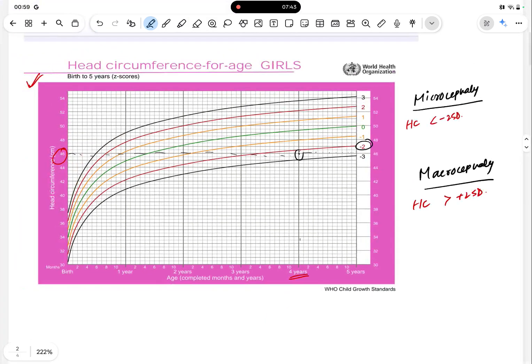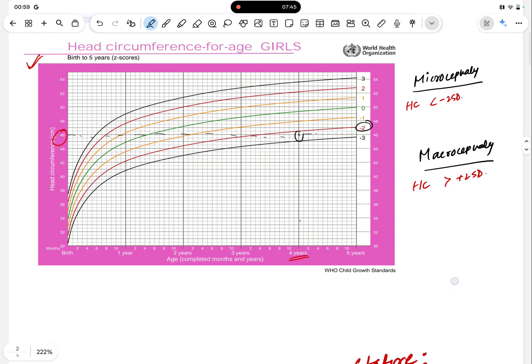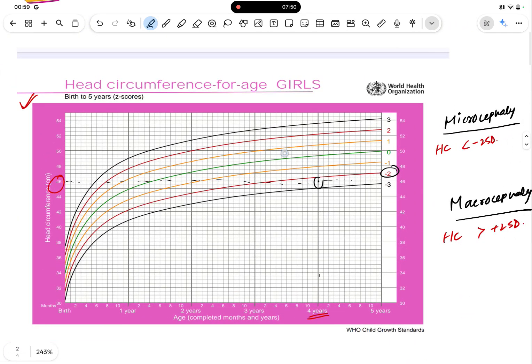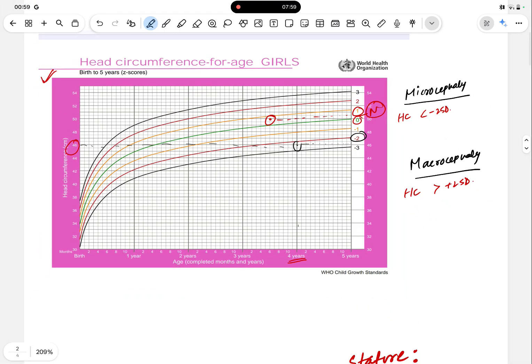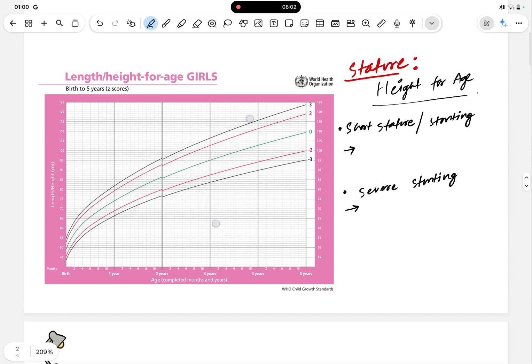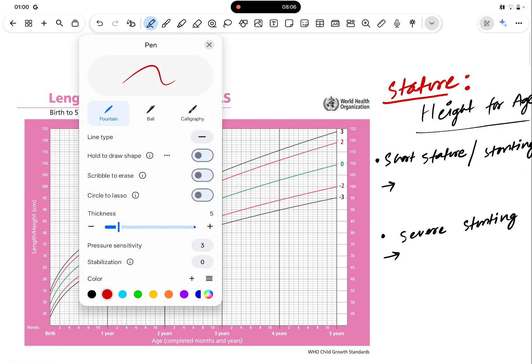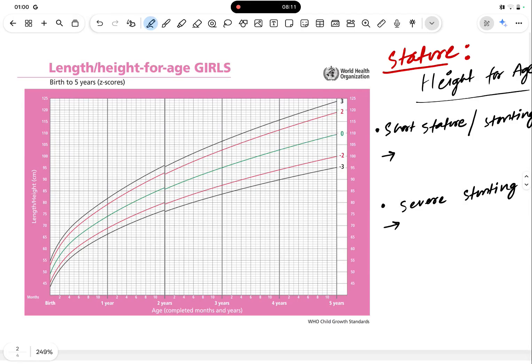Okay, so here the head circumference part is done. Suppose in a graph, if we again take an example of a point, suppose here it is going towards plus 1 and 0, that is, it is normal. Okay, so like this. So then comes the length or height for age graph. This is a very important graph, it is most commonly asked. So height for age, for girls it is pink, for boys, girls or boys, whatever, I'm just taking an example.